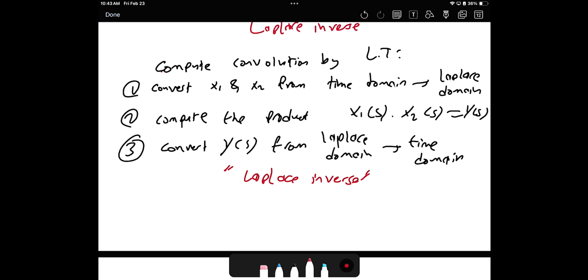So let me give you one example about circuit analysis. Then we will see how we can solve the circuit analysis using the transient or using Laplace inverse.